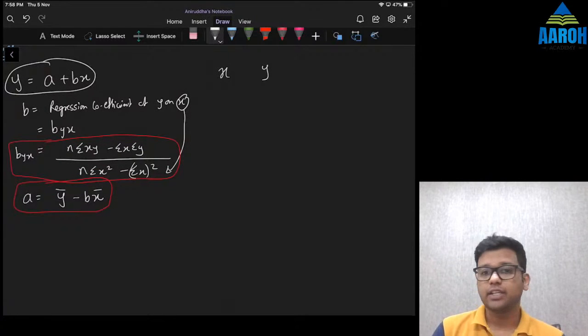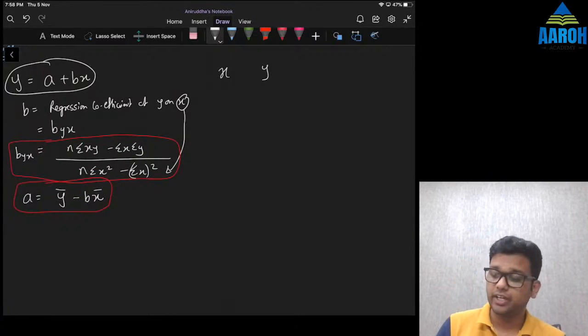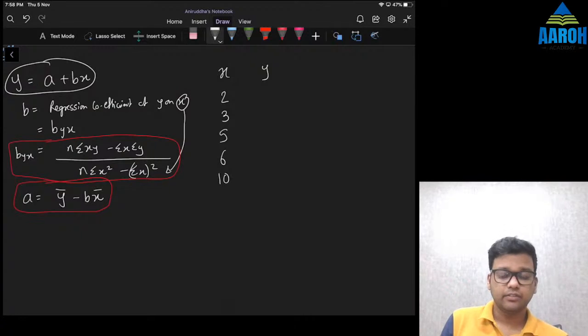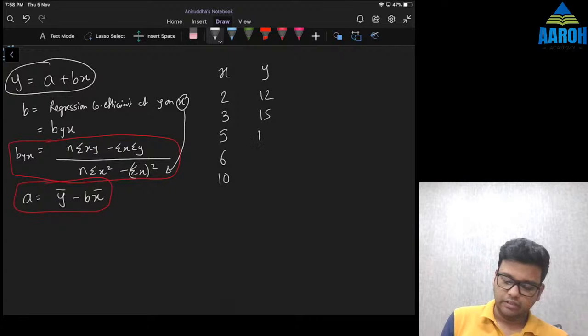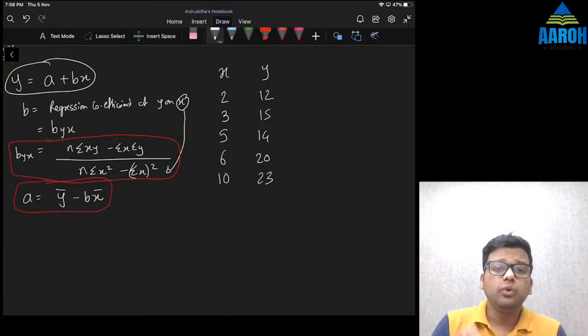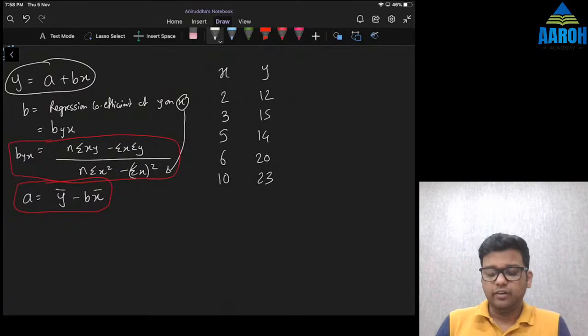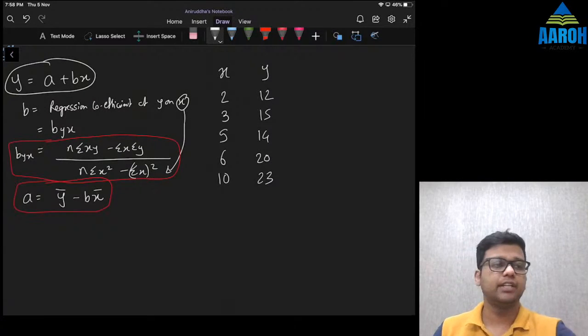Let's say we have been given x and y. Now understand what is exactly to be done in this. X values are 2, 3, 5, 6, 10. Y values are 12, 15, 14, 20, 23. Can you tell me it looks like there is what kind of correlation between x and y? Positive or negative?